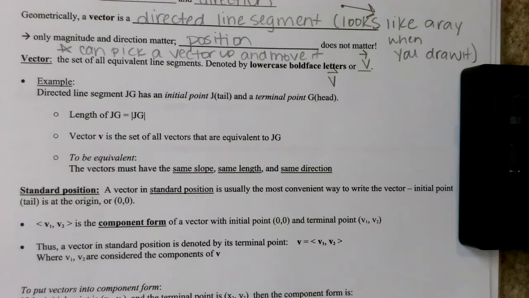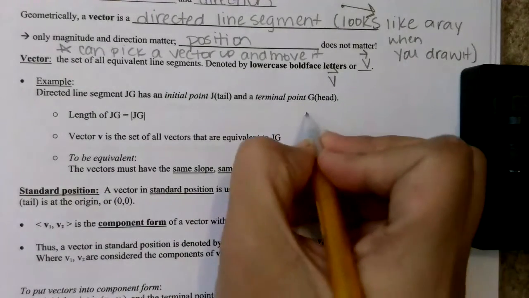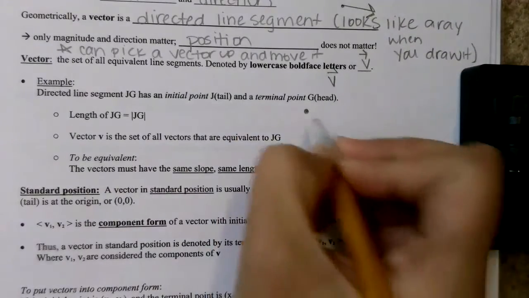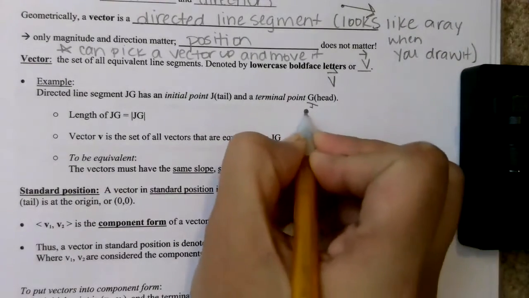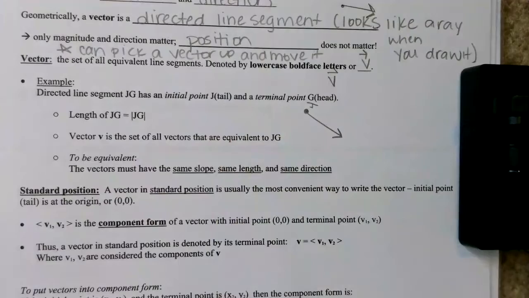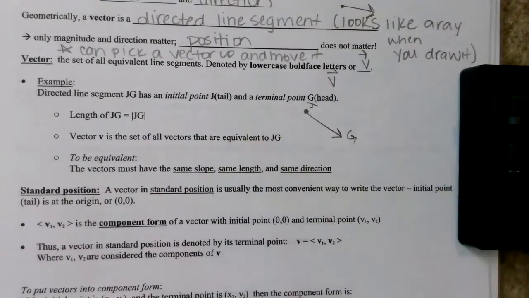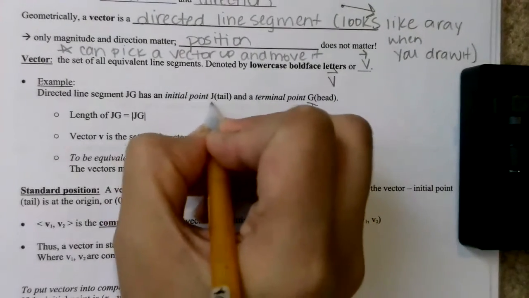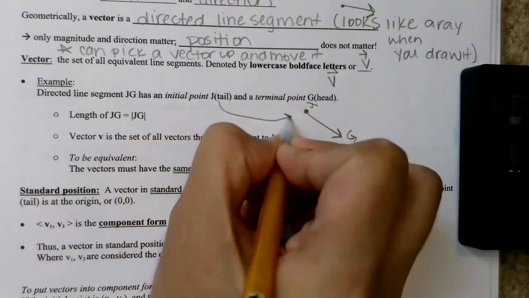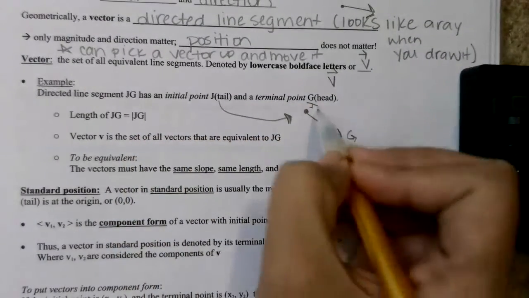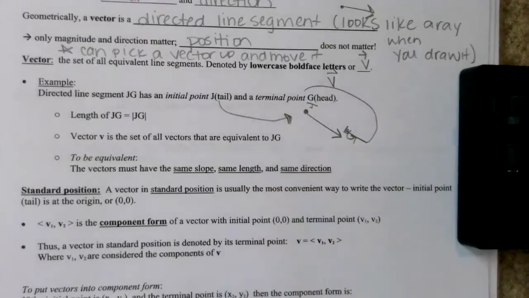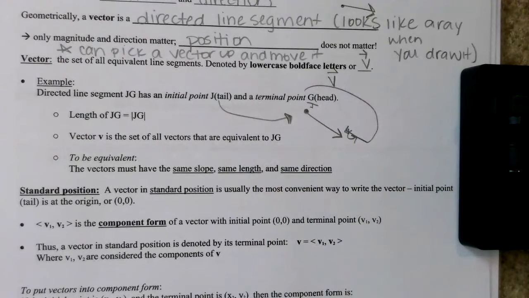When you draw this out, we don't know right now anything about the direction of JG, but wherever the initial point is, that actually looks like a point. And wherever the arrow is, that is G, that's the head. So initial or the tail, whatever you want to call it, has a dot. Terminal or the head, that has the arrow. It tells us what direction it's going in, okay?